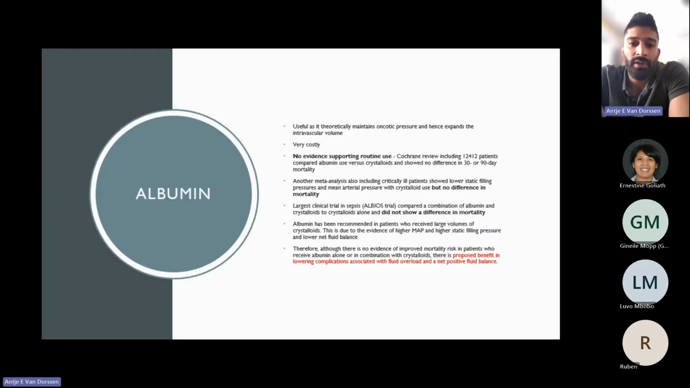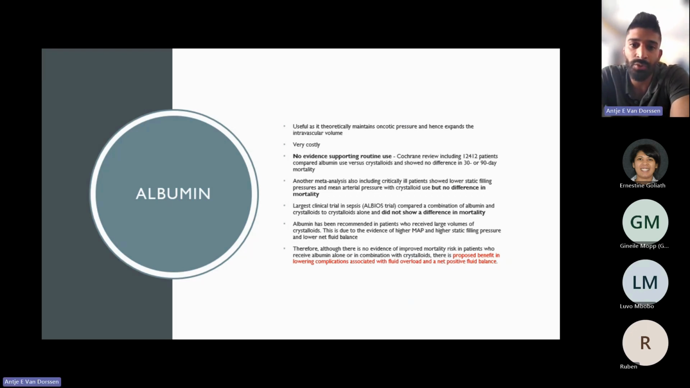Just as mentioned about albumin, as we know, albumin is quite expensive. However, there is theoretical knowledge that it maintains the oncotic pressure and hence expands the intravascular volume. However, there's no evidence supporting its routine use. There was a Cochrane review which included over 12,000 patients, which compared the use of albumin alone versus crystalloids. And there was actually no difference in overall 30 or 90-day mortality, which doesn't support the routine use when crystalloids are available.